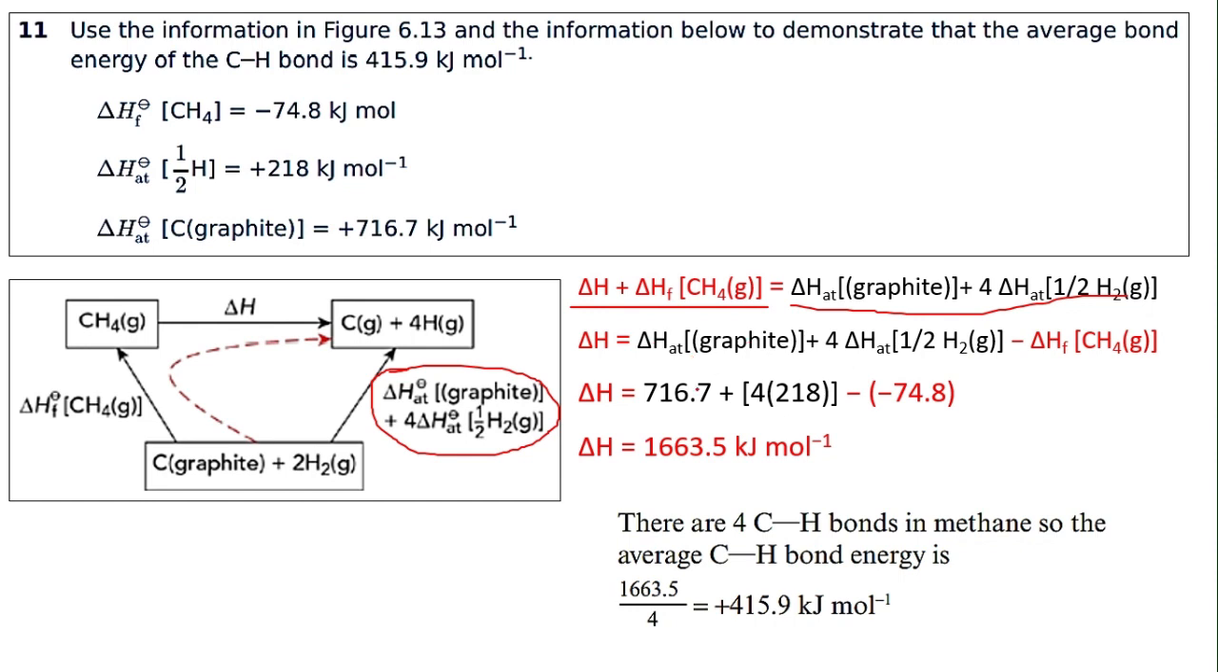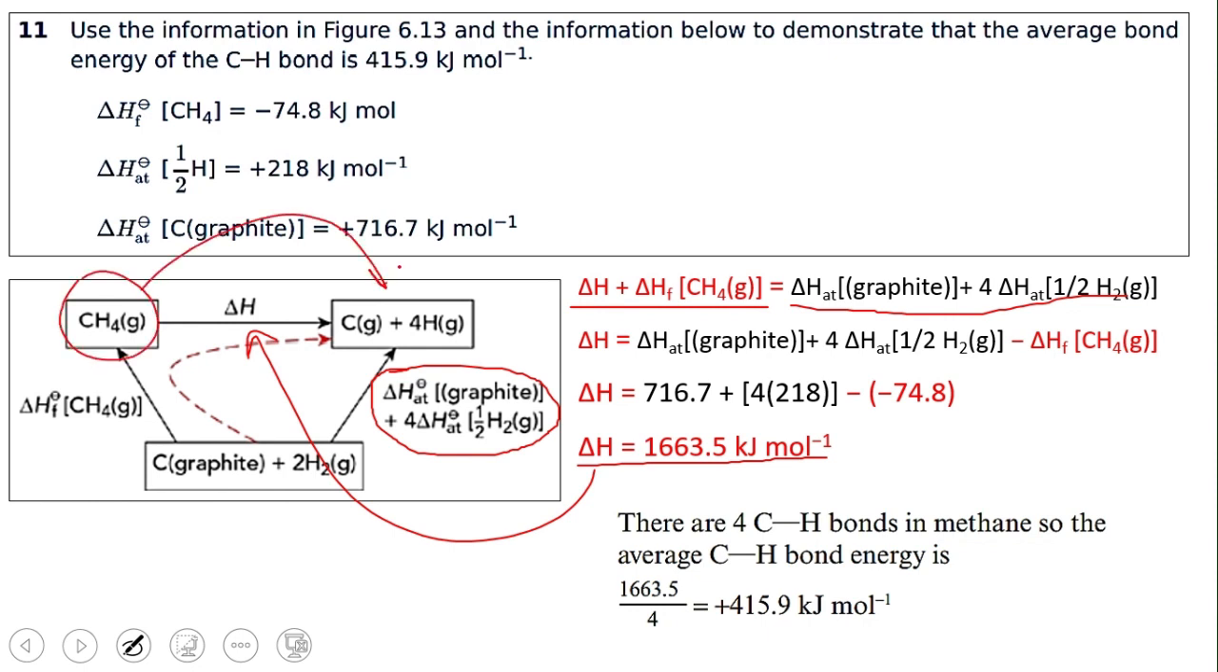Now just put in all the values. Delta H atomization of graphite 1 time we have the value, and 4 times the delta H atomization of hydrogen, 4 times 218, minus the formula, and then delta H formation of CH4 is also negative, so minus and minus will make it positive. Solve it, and at the end you will get the delta H value, that is 1663.5 kilojoule per mole.